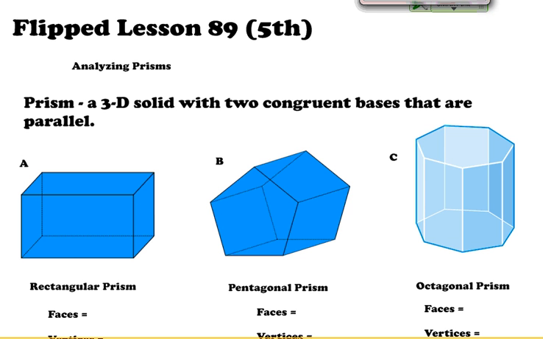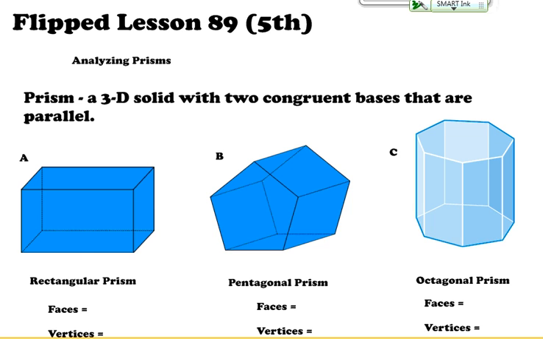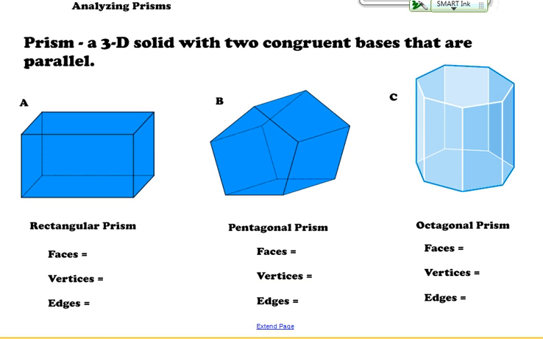So first of all, we want to understand what a prism actually is. A prism is a 3D solid with two congruent bases that are parallel. So these are the characteristics that you need to have a prism. Let's look at a couple of prisms that we have here. You can see I've labeled them A, B, C, which is going to become important later on in this lesson. Then, rectangular prism. It looks just like that.